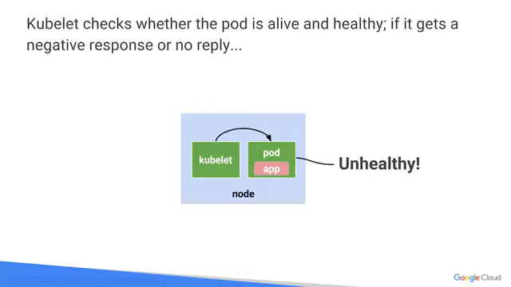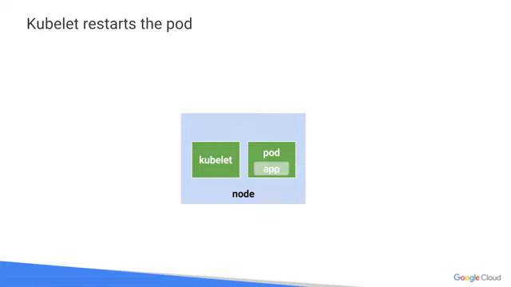Kubernetes also checks whether your pod is alive or healthy. If it gets a negative response or no reply, it's unhealthy. In other words, if I'm knocking on your door and you don't open that door, I'm going to call the police. Have them come on in and probably maybe rescue, because I know there's something wrong. Kubernetes has that unhealthy environment check already built in. I call it AKA doctor in a can.